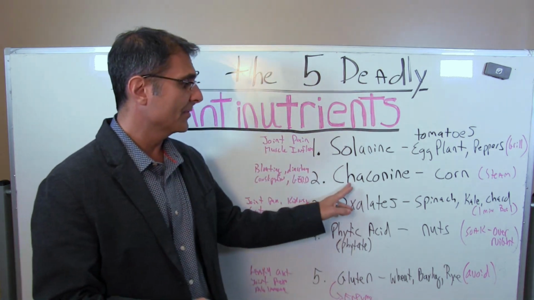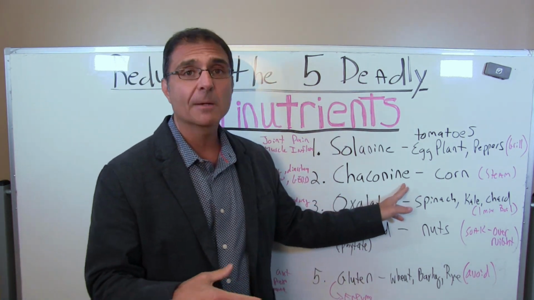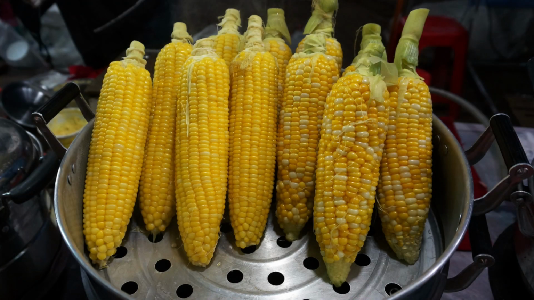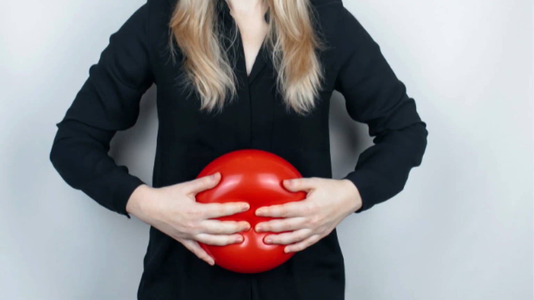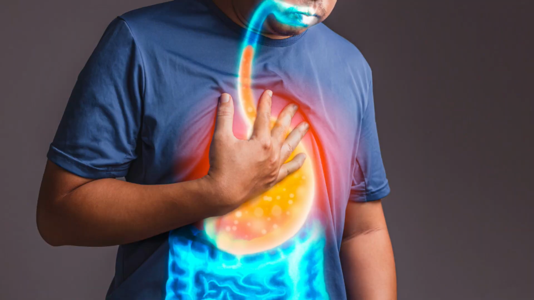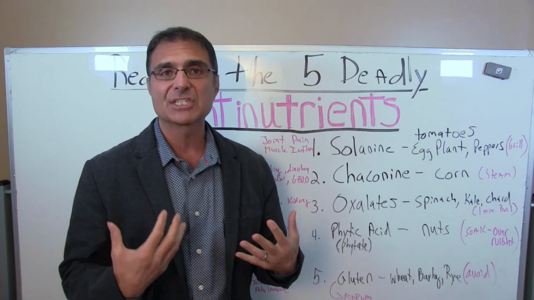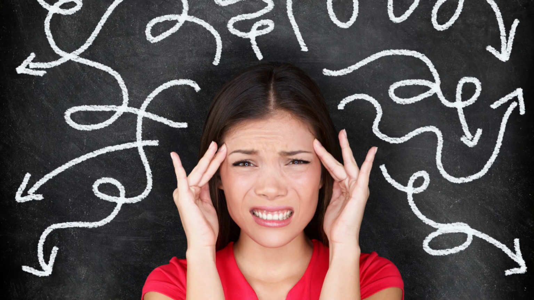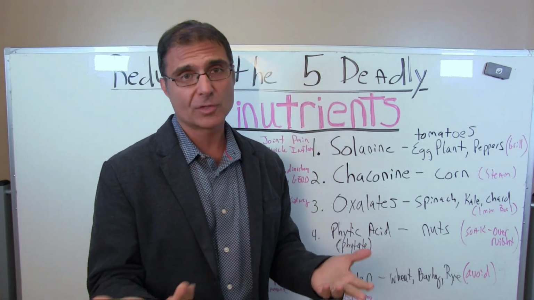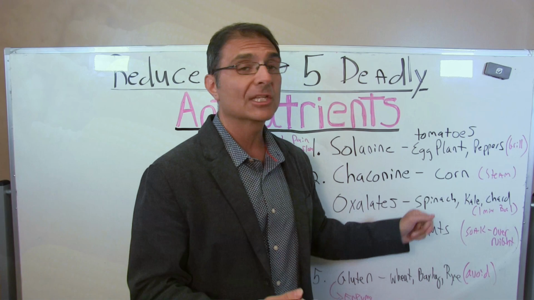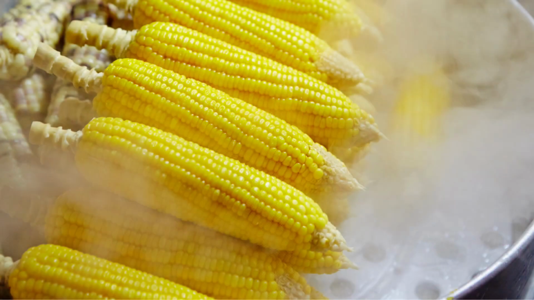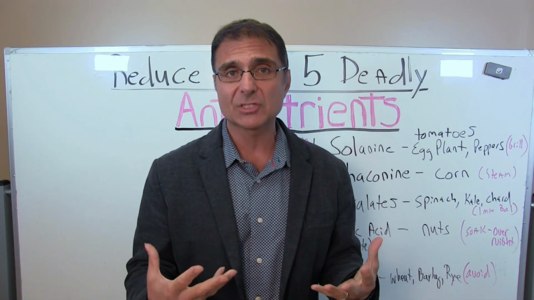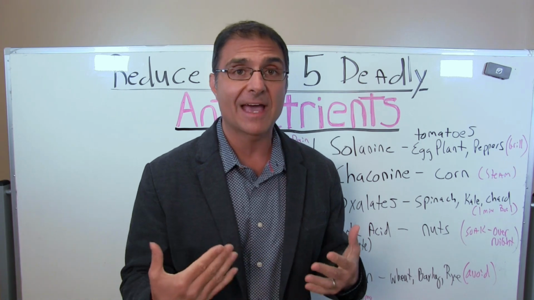Okay, second one on the list is cacoinine. That comes from corn, and that can cause things like bloating and diarrhea, constipation, GERD, all kinds of different digestive issues. It could even cause achiness in your joints and brain fog. The best way to address that, of course, is remove it, but if you want to eat it, you want to steam it. So you want to steam your corn. That would be the best way to help reduce the content of that anti-nutrient.